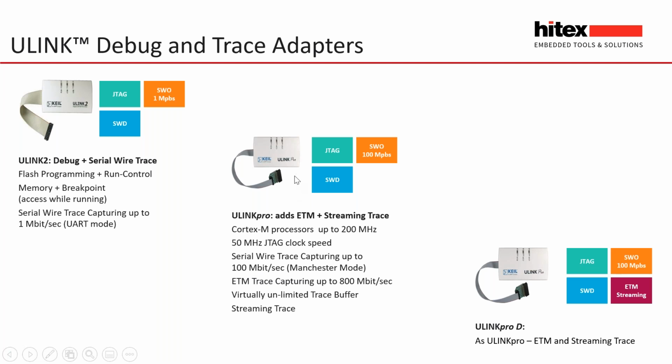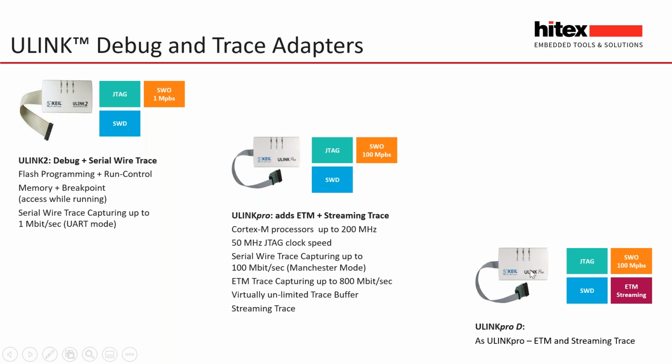The U-Link Pro can also connect to the embedded trace macro cell, and this will then give us a streaming trace up to 800 megabits a second. So by streaming trace, there's no actual buffer inside the U-Link. We stream every instruction that's executed and we record that straight onto your hard drive. So we can amass a complete list of what's been executed on the chip.